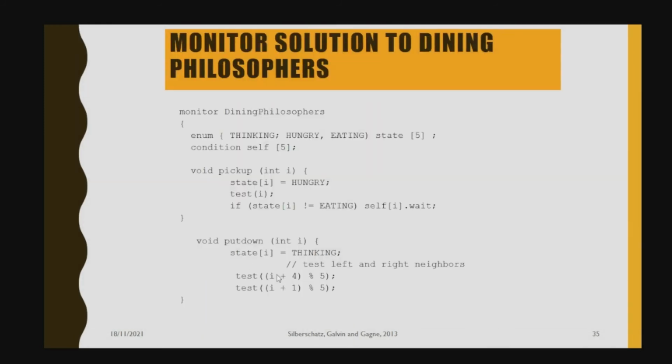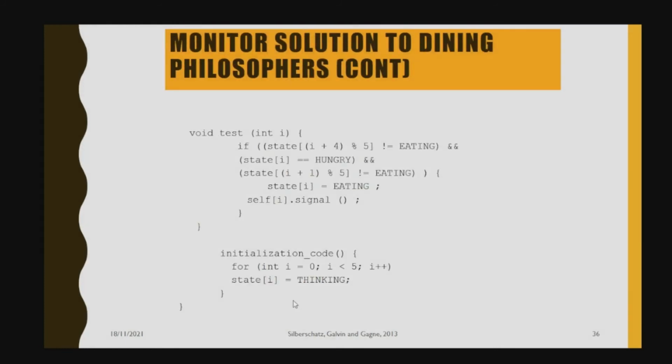So another part, we have the putdown. So here, state[i] equal to thinking, so (i + 5) and then divide by 5, this one to get the remainder. Okay, so it continues for this part. So basically it still uses the signal and the waiting based on condition.